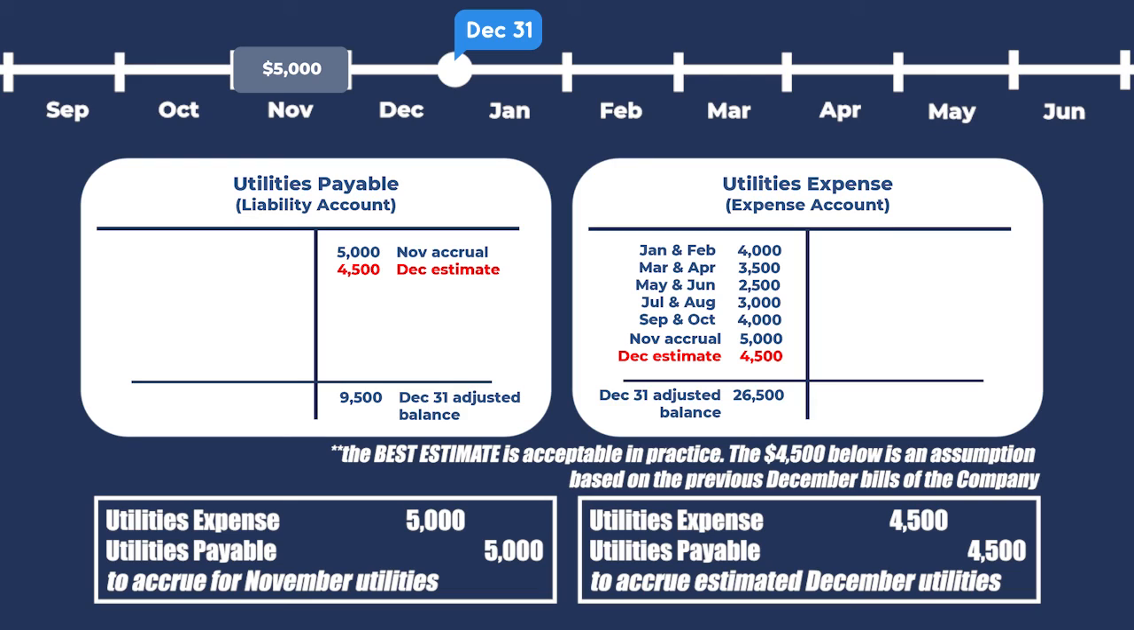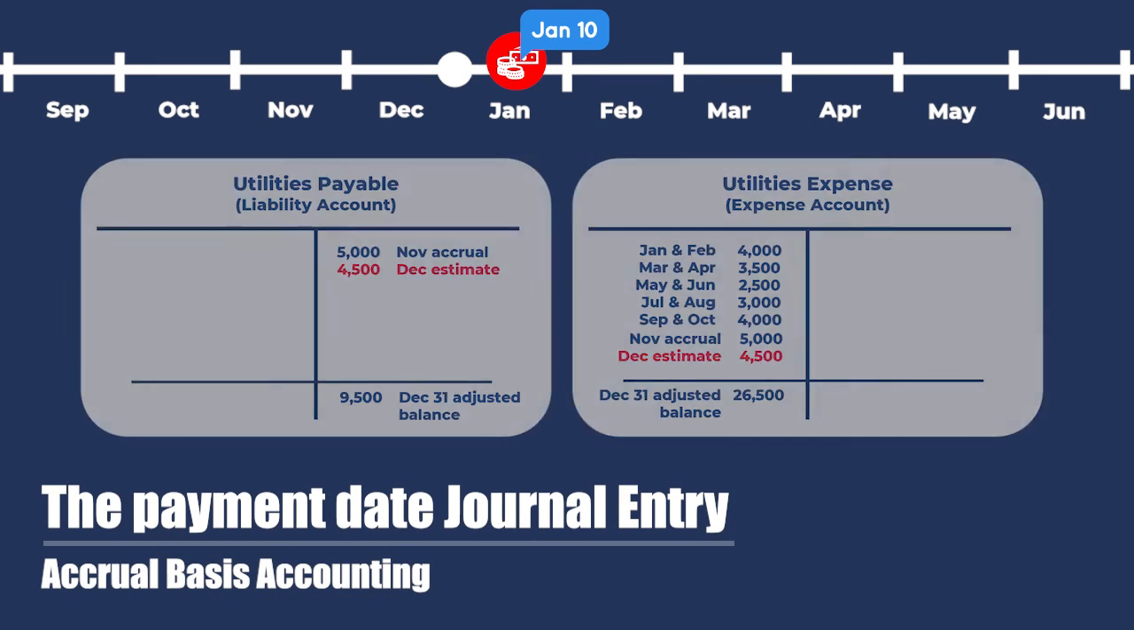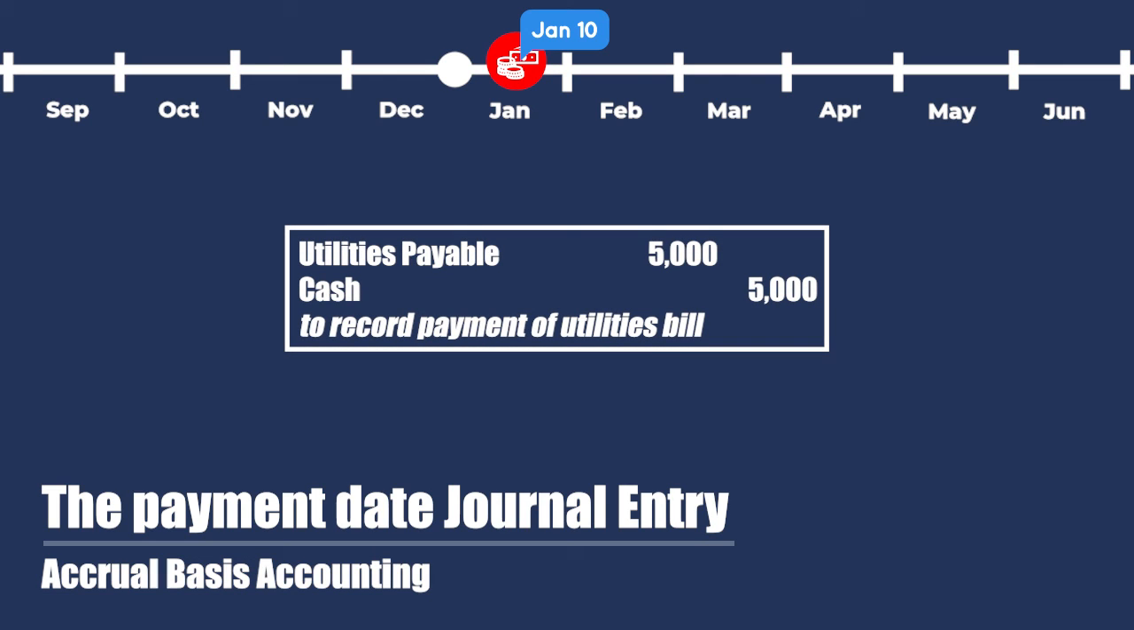In that way, our utilities expense account, if you see the T account, would have the complete utilities expense from January to December of the current year, of which only the amounts up to November have been billed, and then we estimated the December amount. During the payment date on January 10 of the subsequent year, we just need to record the cash payment and cancel out the utilities payable. The payment date journal entry can actually be as simple as that.